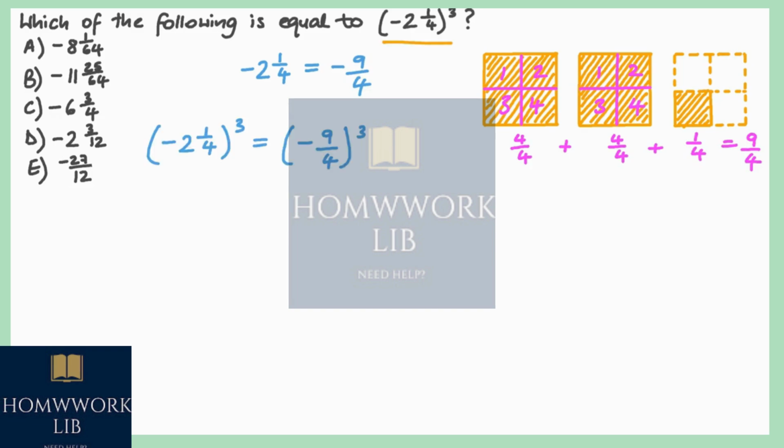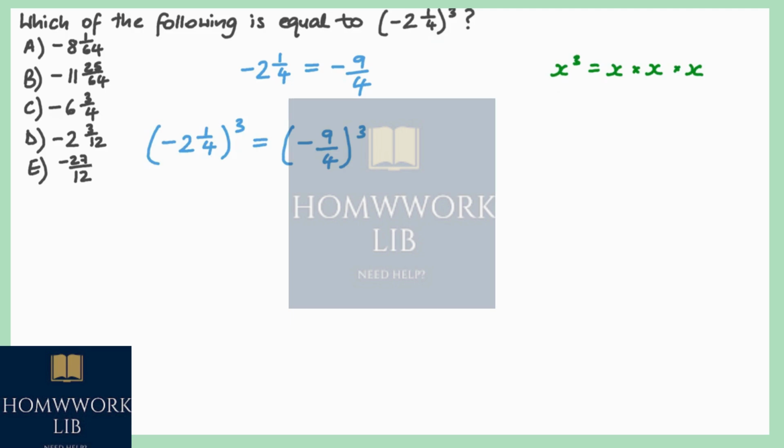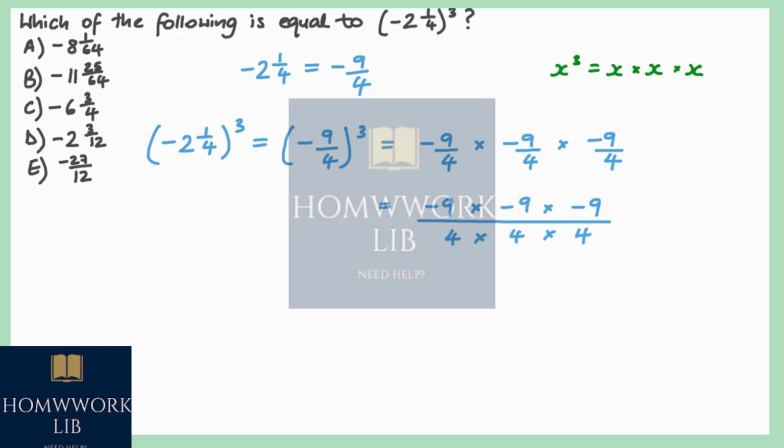So finding the third power of negative 2 1/4 is equal to finding the third power of negative 9 over 4. We can recall that finding the third power of a value x is equivalent to working out x times x times x. So for negative 9 over 4 to the third power, we can work out negative 9 over 4 times negative 9 over 4 times negative 9 over 4. Note that since the negative was also part of the number taken to the third power, it appears 3 times as well. This line is equivalent to negative 9 times negative 9 times negative 9 over 4 times 4 times 4.